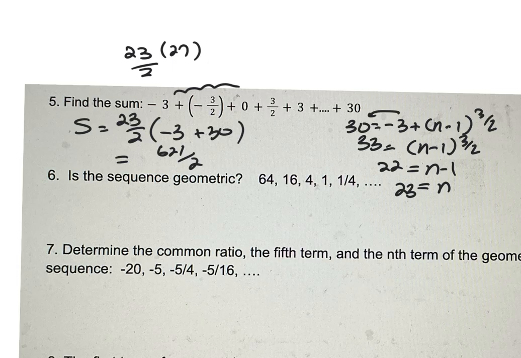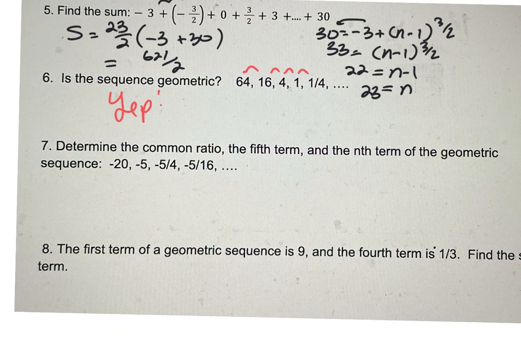Is it geometric? It's geometric if they're multiplying by the same number every time. Really and truly, you could also say if they're dividing by the same number every time, because when you divide, you're really multiplying by the reciprocal. So what's happening here is they multiplied by a fourth, by a fourth, by a fourth. They're divided by 4. So is it geometric? Yep, because they're multiplying or dividing by the same number every time.